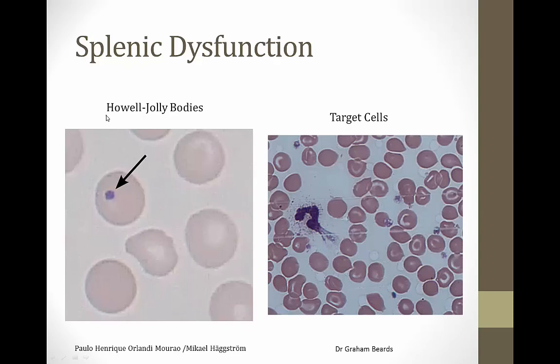This is a picture of a Howell-Jolly body on the left side of the screen here. You can see there's a red blood cell with some nuclear remnants inside. This is a picture of target cells. On the right side, you can see there are these circular target-like structures, these white structures inside of the RBCs. And that concludes our module on lymph nodes and spleen.